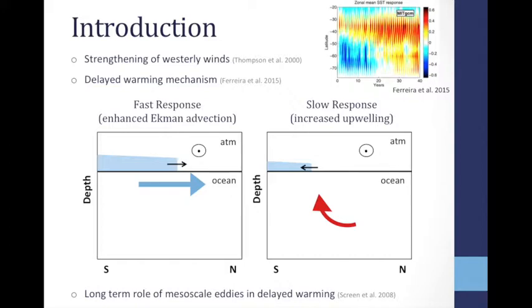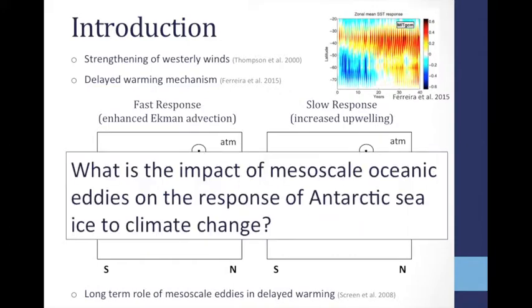Mesoscale eddies are 10 to 100 kilometers large and are often qualified as the weather of the ocean, playing the roles of cyclones and anticyclones in the atmosphere. A study by Screen et al. shows that models which do not resolve eddies will only show the short-term surface cooling effect. The purpose of this study is to assess the impact of mesoscale eddies on the response of sea ice to climate change in the context of the delayed warming mechanism, which has not been done before.